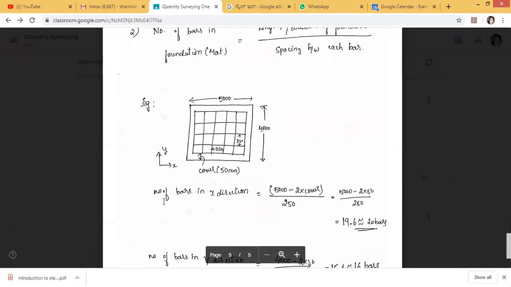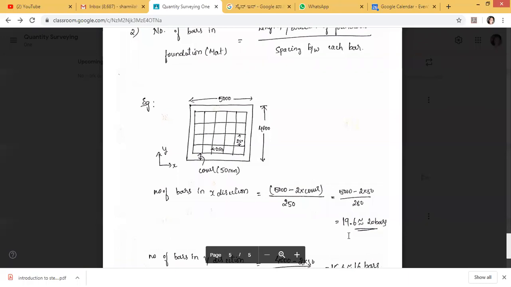I have considered one example here. Number of bars in x direction. Let us say it is 5,000. From the 5,000, I'm deducting the cover on both sides because I'm not running the reinforcement for the entire 5,000 length. See here, I've left some space for the covering. You have to deduct that cover, this is very important. Then divide this by the spacing of the reinforcement. Here, in this direction, the spacing between these two is 250. So after solving, you'll get 19.6.